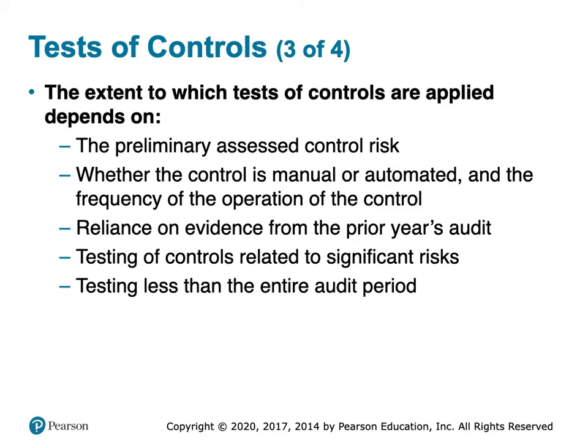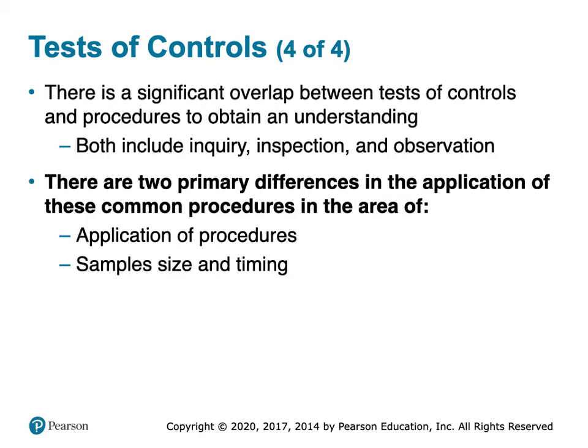Okay, how much can you rely on prior year's audit? How much is automated versus manual? How significant are the risks from a financial statement standpoint? And then how much of the period are you testing? Because you're relying on controls, but you can't just test them once at the end of the year, for example. You need to test them throughout the year to make sure that they were effective throughout the year. That's what controls are. Controls are ongoing things, right?